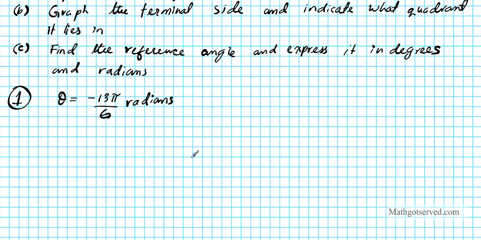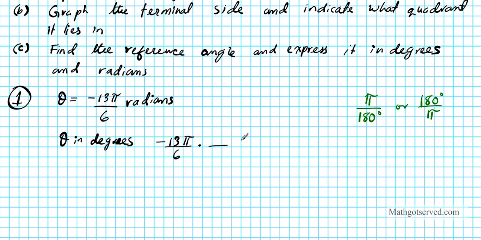Okay, so we can see that theta in this problem is given to us in radians, so we are expected to express it in both radian and degree form, so we have to express theta in degrees. So theta in degrees, in order to do that, we need to take negative 13 pi over 6 and multiply it by a conversion factor, okay? We have two choices. Either we multiply by pi over 180 degrees, which is 1, or we multiply by 180 degrees over pi, okay? So since we have pi upstairs here, which of these do we think we will select?